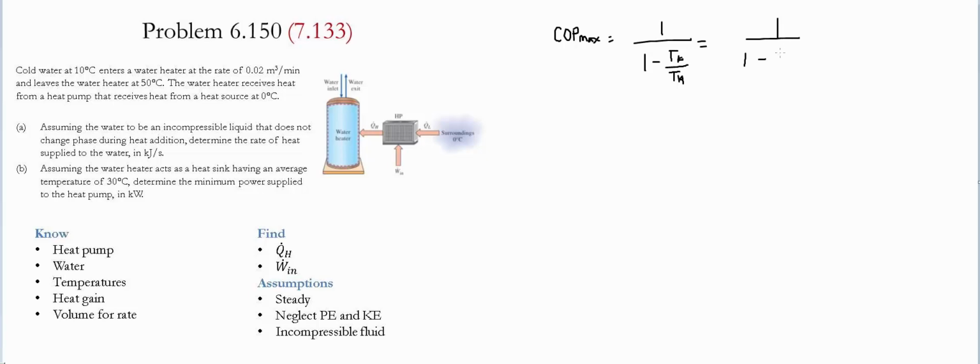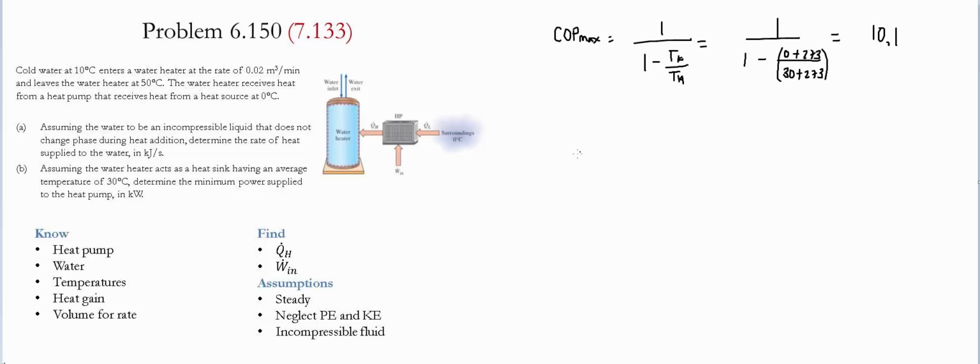So the lower temperature, notice that it says that it is from a source of 0 Celsius, so it's 0 plus 273. And the higher temperature, the heat pump rejects it at 30 Celsius. So we have it like this. We substitute the values and we find that the maximum coefficient of performance is equal to 10.1.